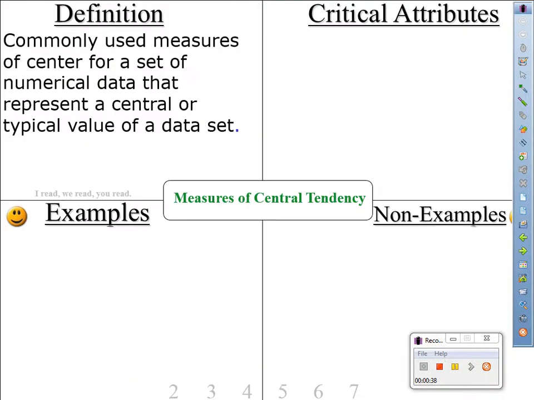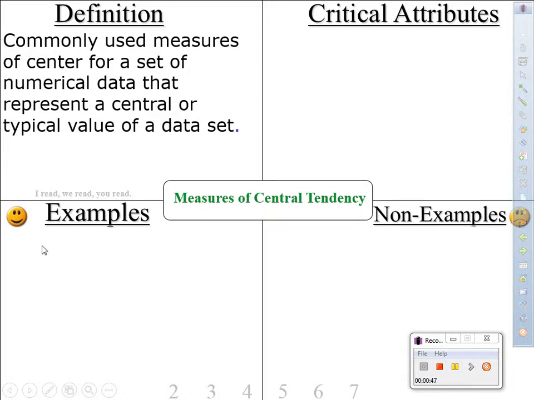Measures of central tendency are commonly used measures of center for a set of numerical data that represents a central value of the data set. First of all, central means something that you focus on. So when they give you a set of data, and they give you numbers to focus on, they're trying for you to look at a specific piece of that data.